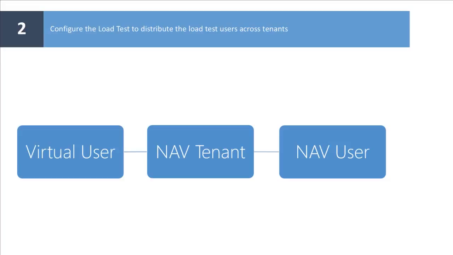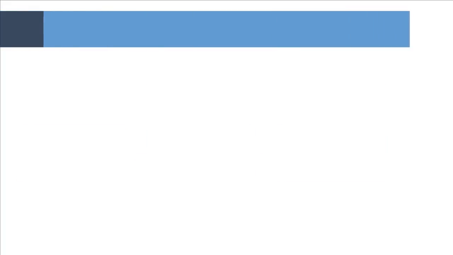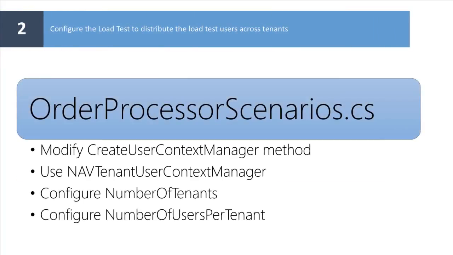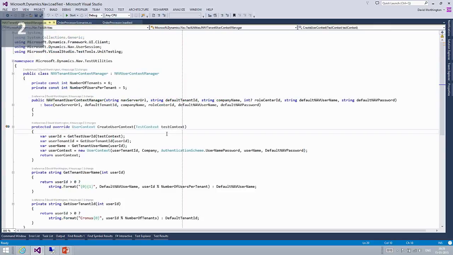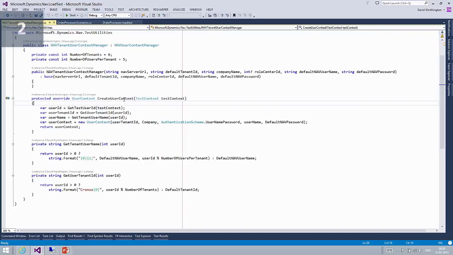So let's have a look at the code for that. Firstly we're going to go into the order processor scenario file, and we'll modify the method to create the user context, and we'll use a new context manager called NAV user context manager. We'll configure the number of tenants, and we'll configure the number of users per tenant. In the order processor scenarios we have this method which we've seen before, which is the create user context manager, and for this demonstration we'll be using the NAV tenant user context manager. If you look into that, the important thing is this method we use to create the user context.